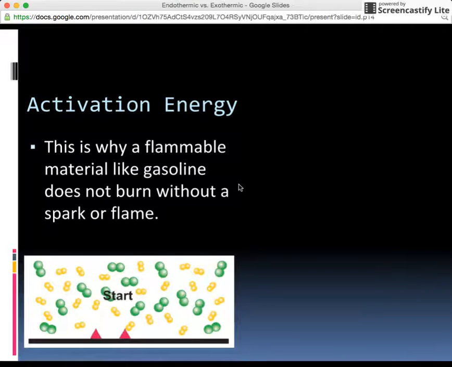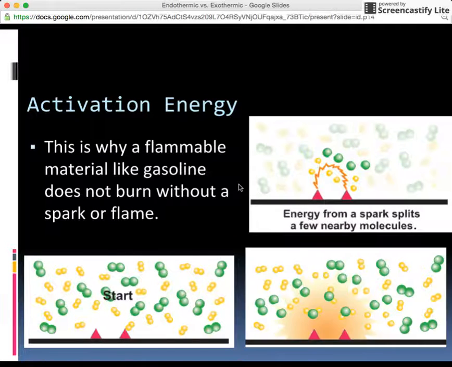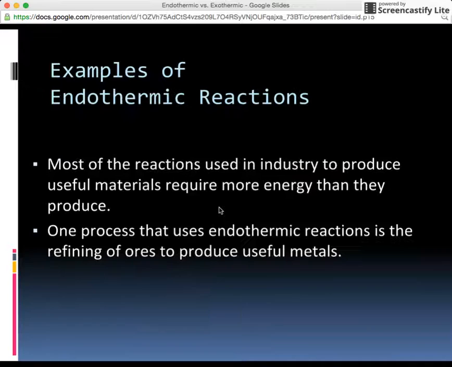So when we look at a flammable material, it is impossible to get that to start on fire without having some kind of a spark. That spark is that activation energy. So this is why you're always told to never talk on your phone while you're pumping gas. That's because those fumes in the air around you can get easily ignited with that activation energy from a single spark. And that causes a chain reaction to then have something explode.